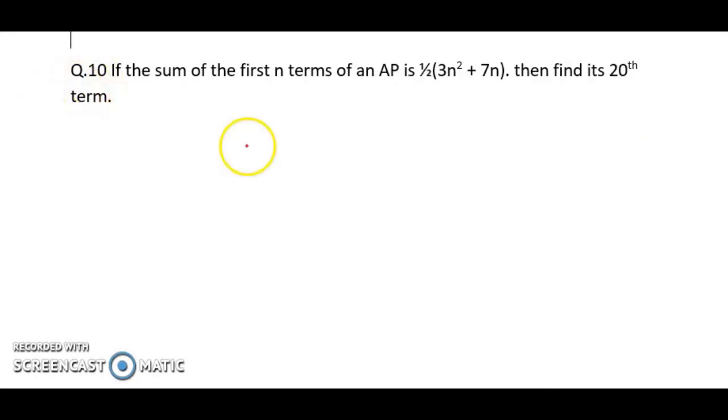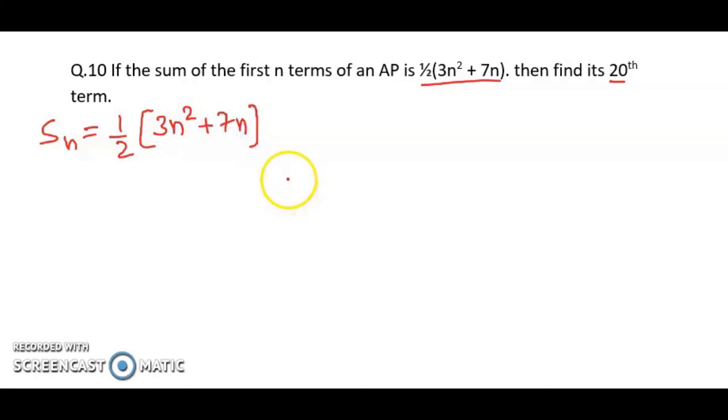See the last question, question number 10. If the sum of first n terms of an AP is 1 by 2 into the bracket 3n square plus 7n, then find its 20th term. So here sum of n terms Sn is given 1 by 2 into the bracket 3n square plus 7n, and we have to find the 20th term.